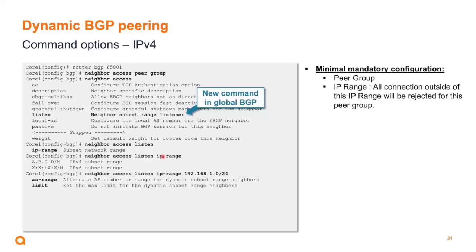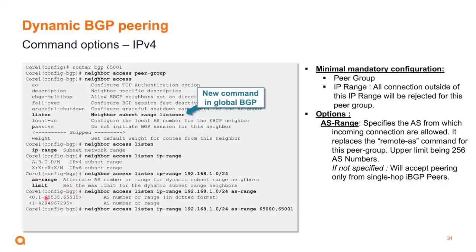But you can also specify two options. First, the AS range, which will replace the remote AS argument that we must use with static peering. If we don't specify it, the listener will accept peering only from the local AS and only from peers which are one hop away from the listener. So this option needs to be used to accept incoming connections from remote AS using eBGP, but also for iBGP peers which are more than one hop away. As you can see, we can use a ASPLAIN notation, but also the dotted format.